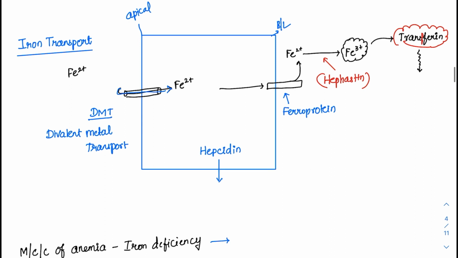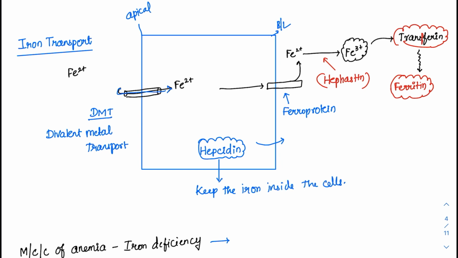Then finally, it goes into the storage form which is called ferritin. Iron storage form is ferritin. This is the most important storage form of iron. Then there is one more important protein which all of us have to remember, the one which is keeping the iron inside the cell, that is hepcidin. Hepcidin is an important regulator for iron. So whenever there is excessive iron, it will keep it inside the cell. Whenever the requirement happens, this hepcidin will send it out of the cell. That's why hepcidin is the one which keeps the iron inside the cell.